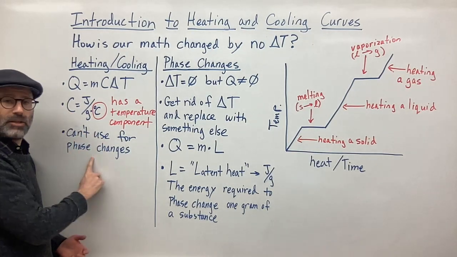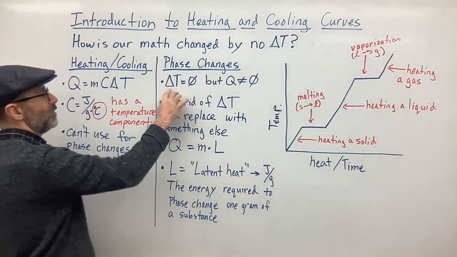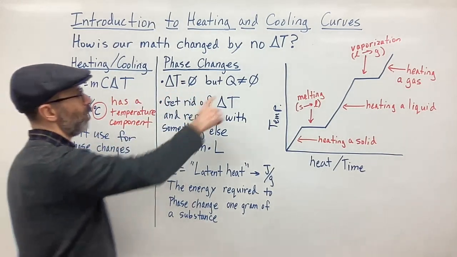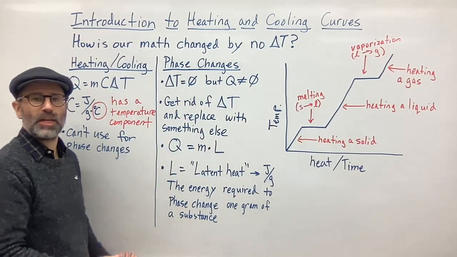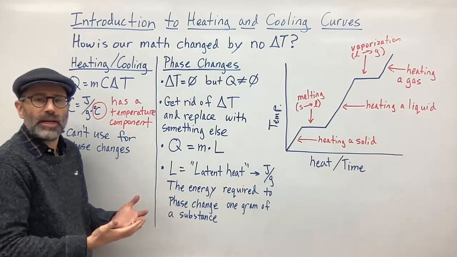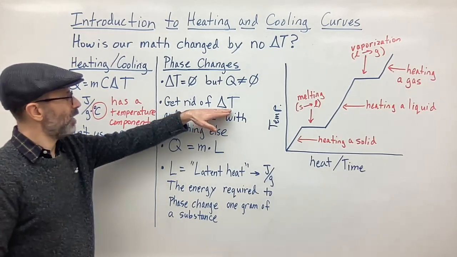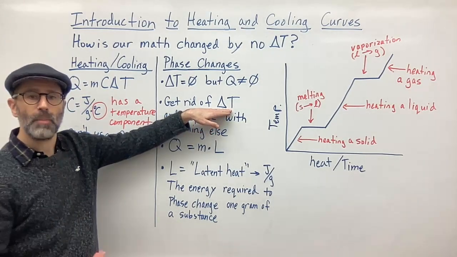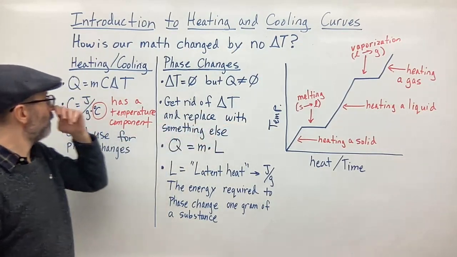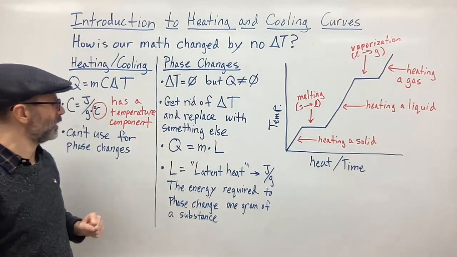But we can't use specific heat if there is no temperature change, right? Therefore, we can't use specific heat for phase changes. We've got to use something else. Here for our phase changes, we know delta T is 0. There's no change in temperature, but we also know that the quantity of heat being absorbed or released is not 0. So how do we calculate the amount of heat absorbed or released during a phase change? What we need to do is get rid of delta T, come up with a new equation that doesn't have delta T in it, and replace delta T and specific heat with something else.